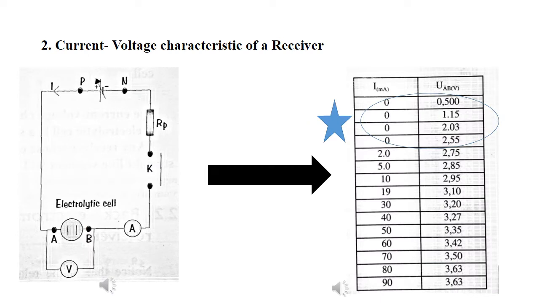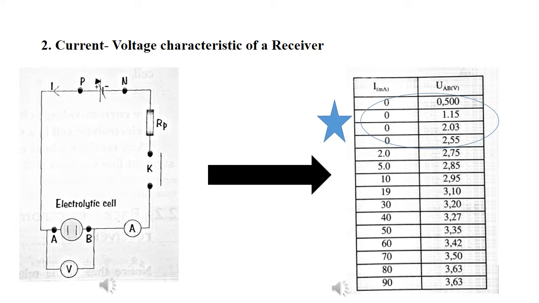To determine the current voltage characteristic of a receiver, we set up the following circuit containing an adjustable voltage source G, which is the generator, a protective resistance Rp to limit the value of the current and to protect the circuit, a switch, and an electrolytic cell with carbon electrodes containing an aqueous solution of sodium chloride.